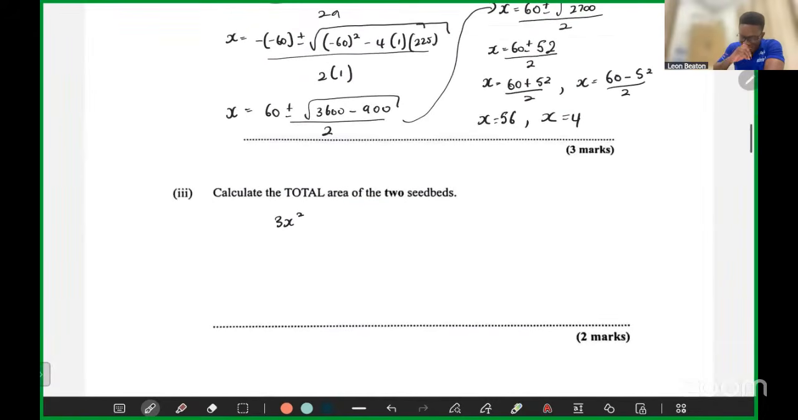which is 4. So we can say hence the total area for the two seed beds would be 3 times x, which is 4 squared. 4 4s are 16. 16 times 3 would give us 48. So 48 is the value for one of the seed beds, and it told us that the areas for the two seed beds are the same. So we can just say 48 times 2 would give us 96. Hence, we can say the area for the total seed beds would be 96 meters squared. All right, for 2 marks.